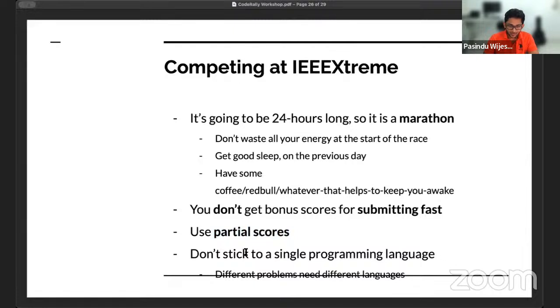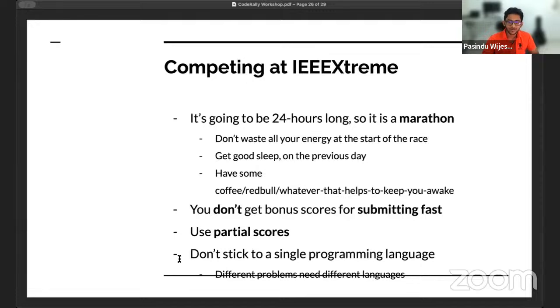And then the final one I want to say is, don't stick to a single programming language. So this is specific to IEEE Extreme, okay? Because at the competition, you usually get some problems that can be solved fairly easily using certain types of programming languages versus using some other languages. So have some flexibility around it.